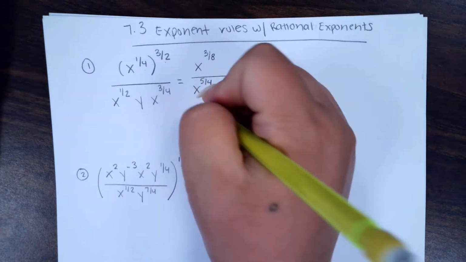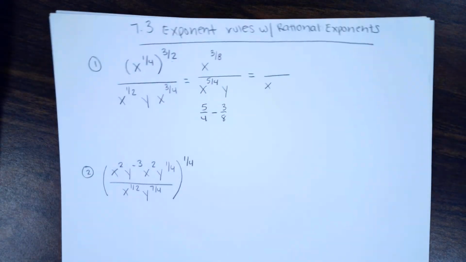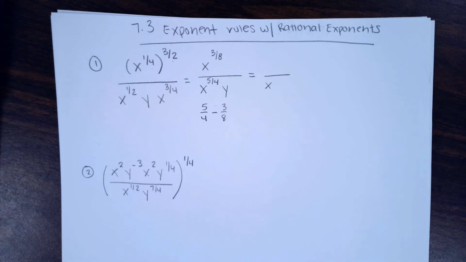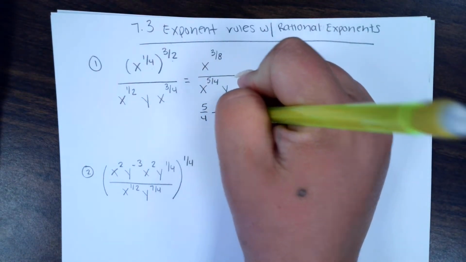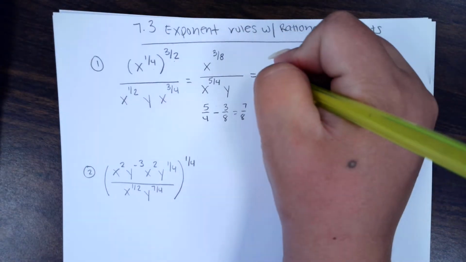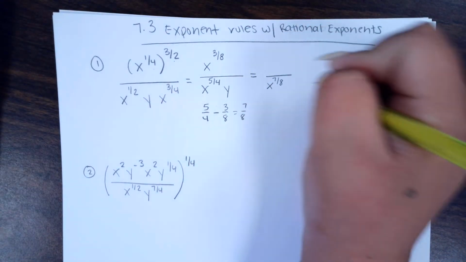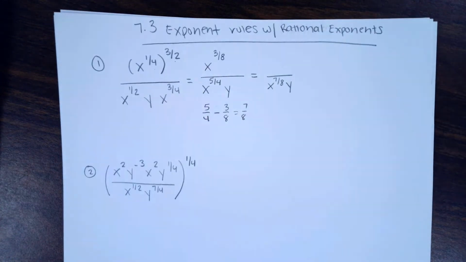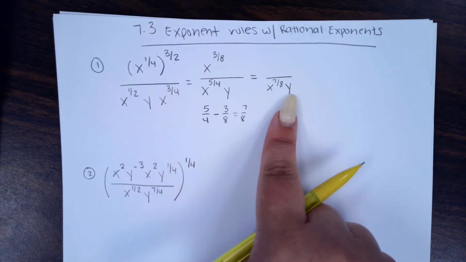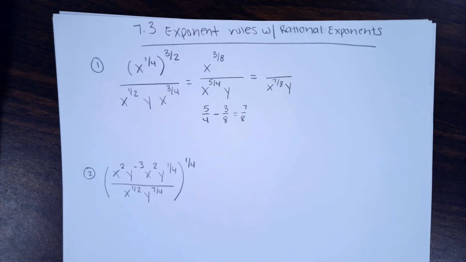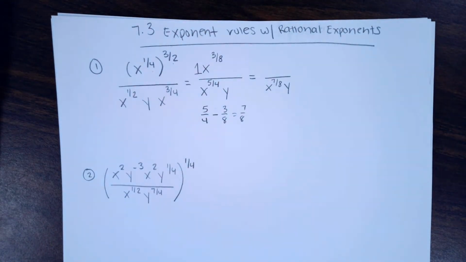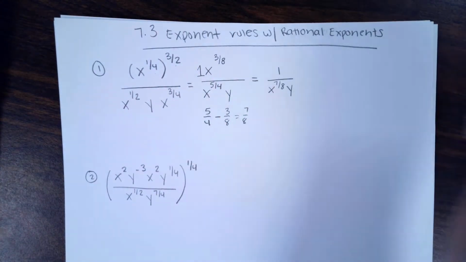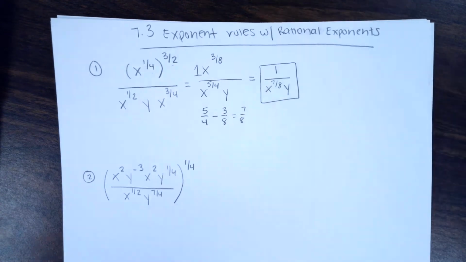So I'm going to take my bigger number, 5/4, and I'm going to subtract 3/8. Again, just do it in your calculator, and you should get 7/8. So that means I have x to the 7/8, and that y is still there. But now those are both in the bottom. So what's left on top? Well, really, this has a coefficient of 1, right? So the 1 doesn't go anywhere. It just stays up top. So that is our final answer.